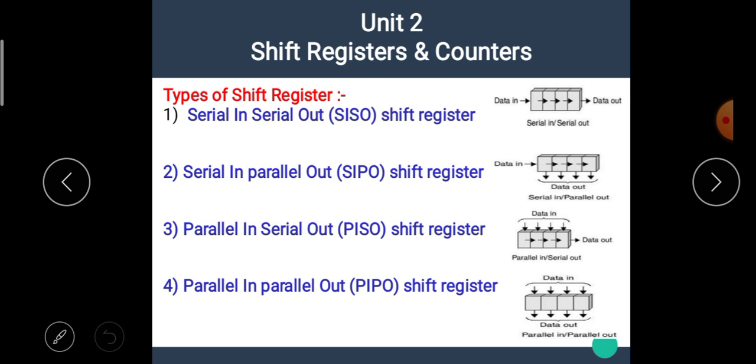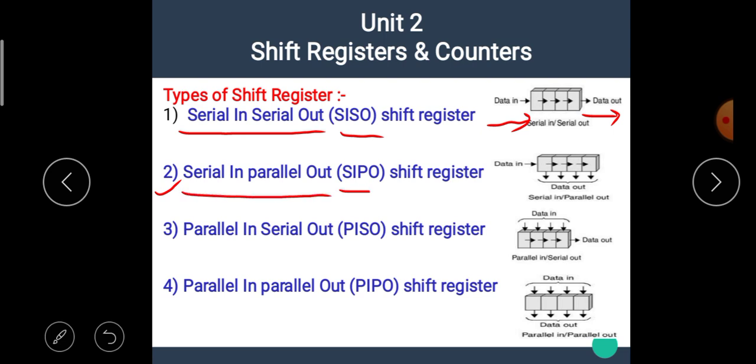Generally, there are 4 types of shift registers. The first one is serial in, serial out, that means the SISO shift register. In this type, the data enters serially and is taken out serially. Further, SISO is divided into 2 types; we will see it later. The second type is serial in, parallel out, that means the SIPO shift register. Here the data enters serially and is taken out parallelly.